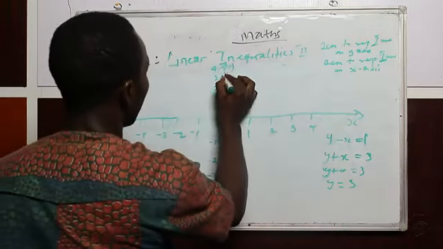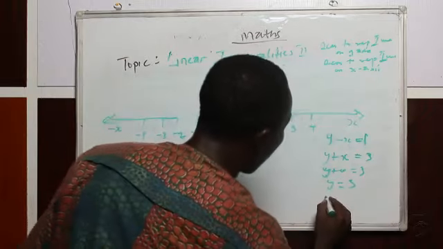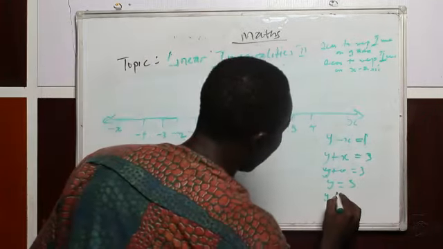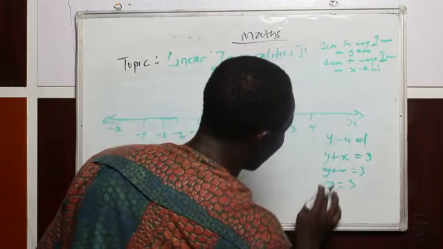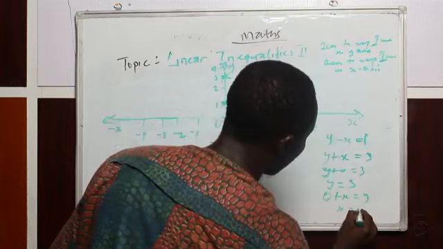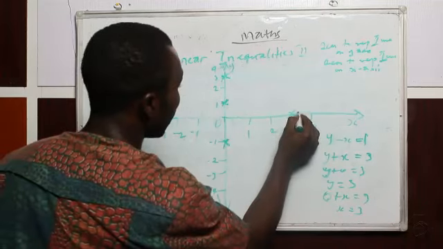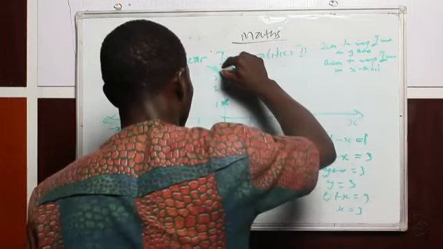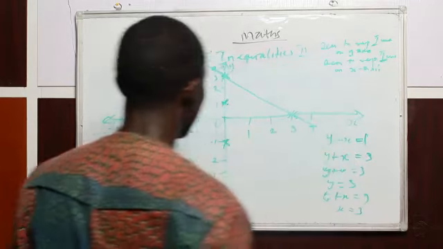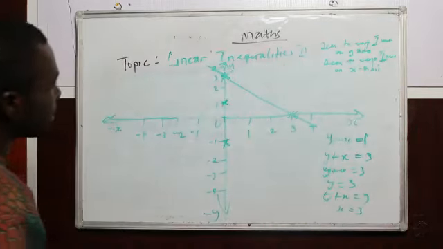We trace our y like this. When x is equal to 0, what is our y? Okay, what is our x when y equal to 0? 0 plus x equal to 3, x is equal to 3. So we mark our x here. So you draw the graph like this.